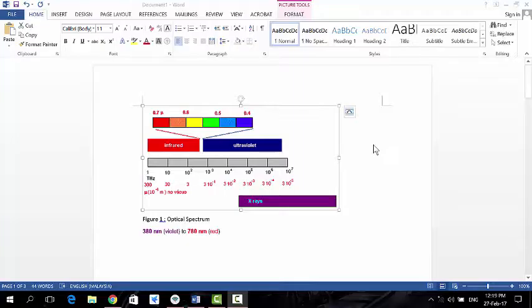So first of all, for my part, I will explain about the visible light, Snell's law, and total internal reflection. The first thing I want to explain about this figure is the optical spectrum.